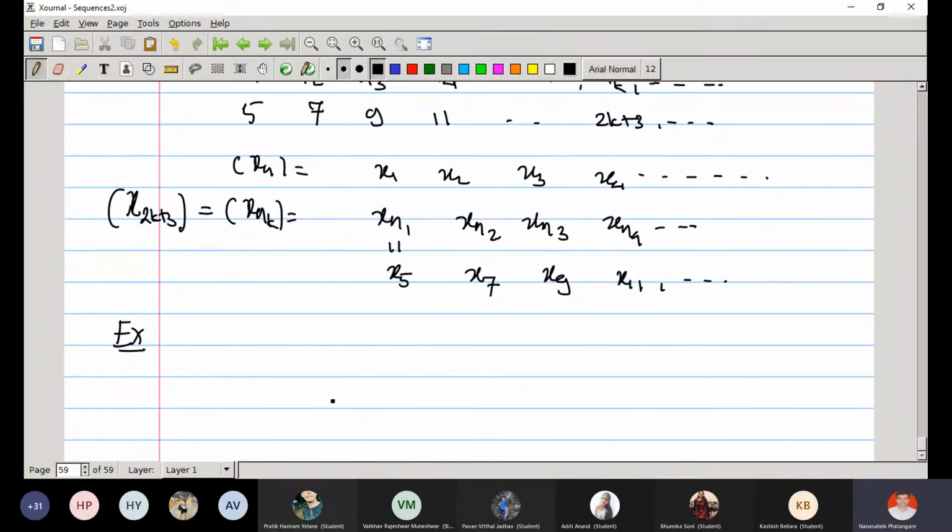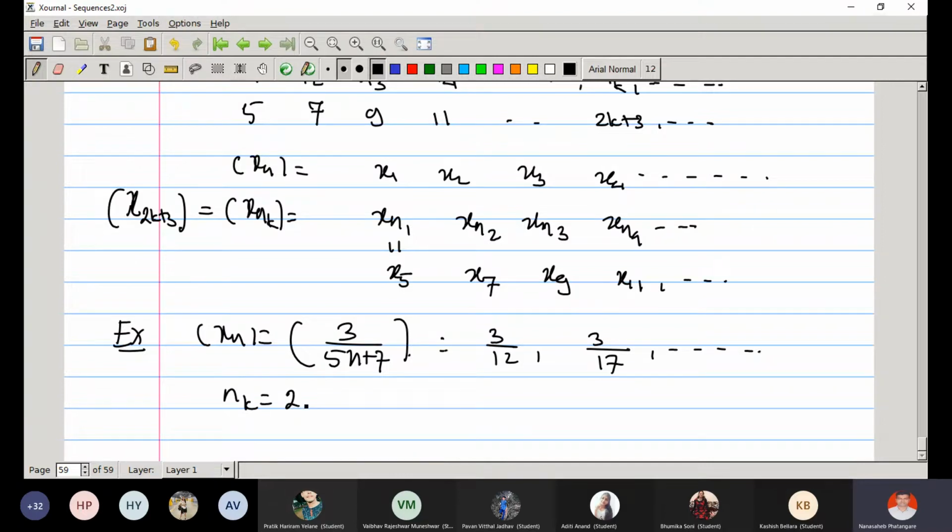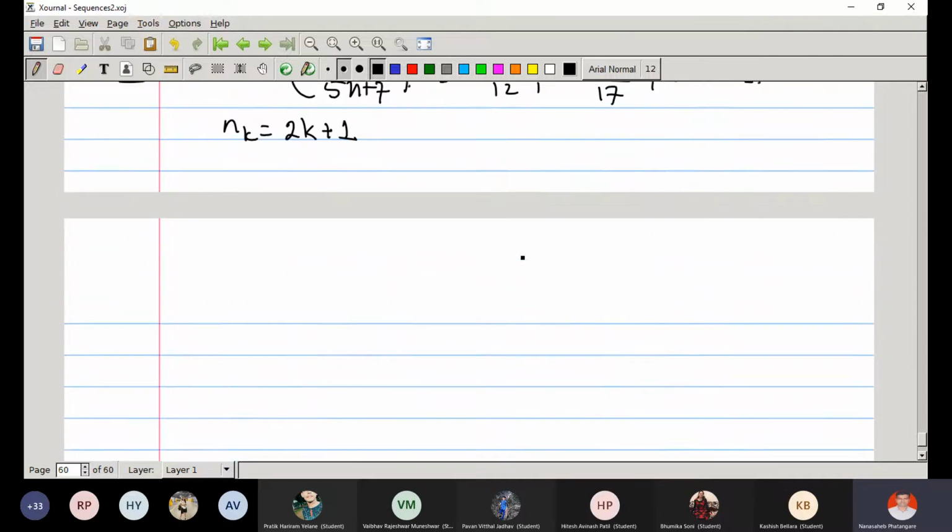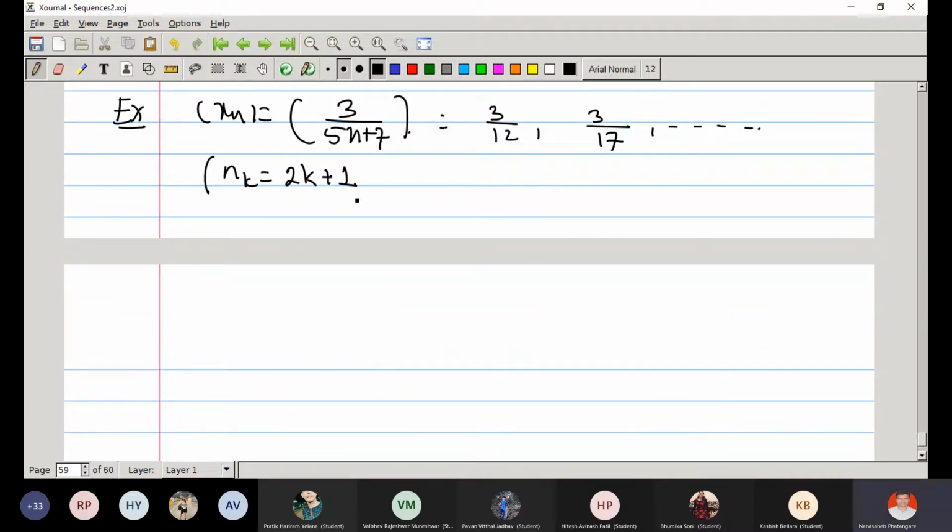So let us see a particular example. Let xn be equal to 3 upon 5n plus 7. This is my sequence. So what is x1? 3 upon 12. What is x2? 3 upon 17, and so on. You can calculate all the terms. Now suppose nk is equal to 2k plus 1. Is nk strictly increasing? Because we need strictly increasing, otherwise that will not be a subsequence. So what is nk? For k equal to 1, 2, 3, and so on, nk is 3, 5, 7, 9, 11, and so on. This is nk.